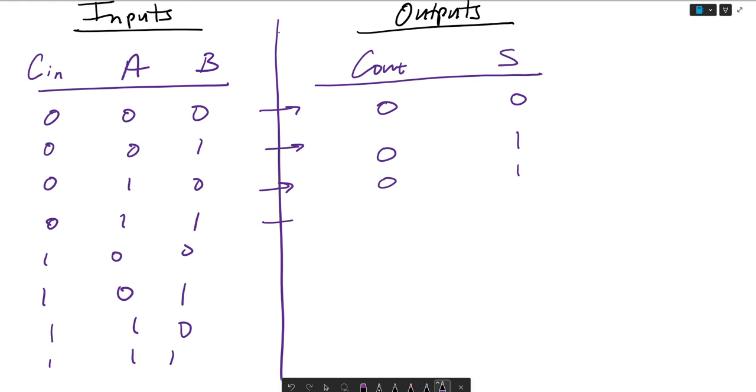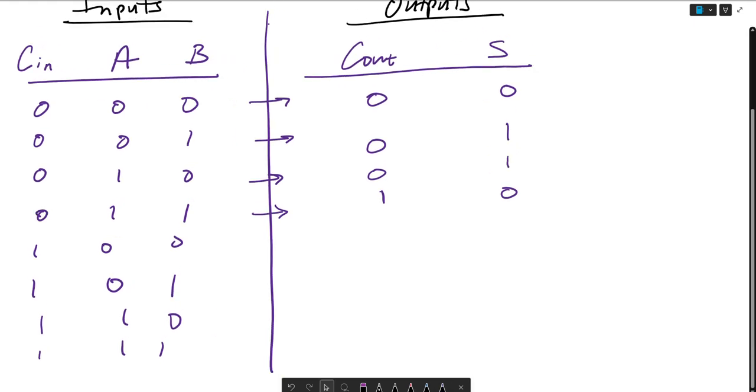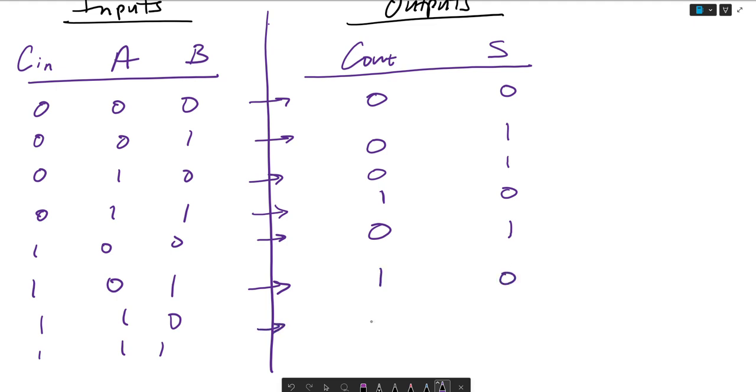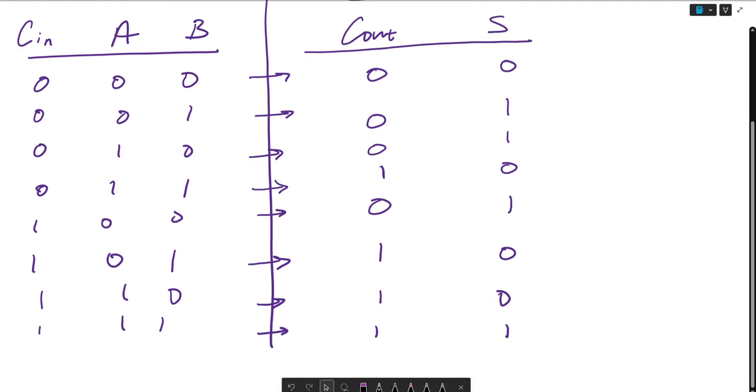For the fourth part, we get a 2. So this is 0, 1. And for the fifth part, we get a sum of 1, and the carry out is 0. For this, we get a 2 again, so this is 0 and this is 1. And here we get 2 again, which is 1, 0, and this here is 3, which is 1 and 1.